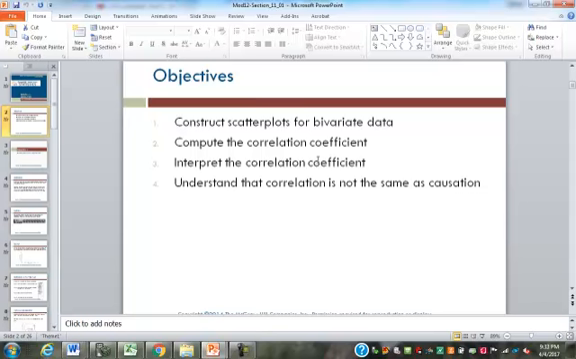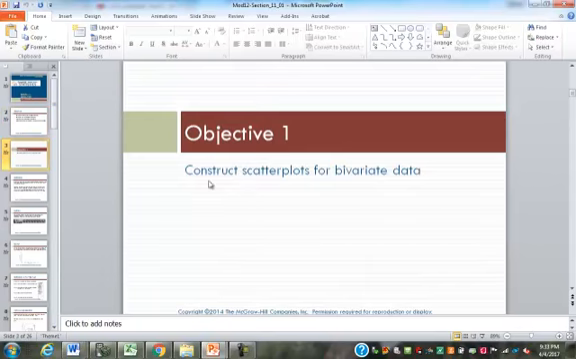Computing the correlation coefficient, which is a very intense calculation, but we're going to look at ways to electronically make that easier. And then interpreting the correlation coefficient, what does it mean? Then looking at a very quick side note, but very important, of correlation and causation. So let's look at constructing scatter plots.